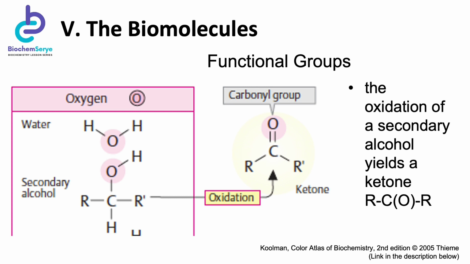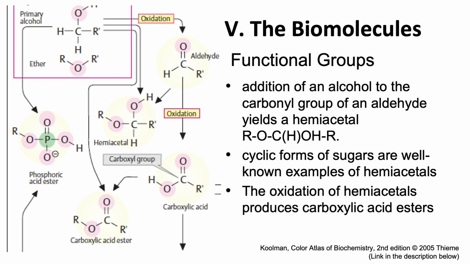In contrast, the oxidation of a secondary alcohol yields a ketone. The carbonyl group, C=O, is characteristic of aldehydes and ketones. The addition of an alcohol to the carbonyl group of an aldehyde yields a hemiacetal, ROCHOHR. The cyclic forms of sugars are well-known examples of hemiacetals. The oxidation of hemiacetals produces carboxylic acid esters.